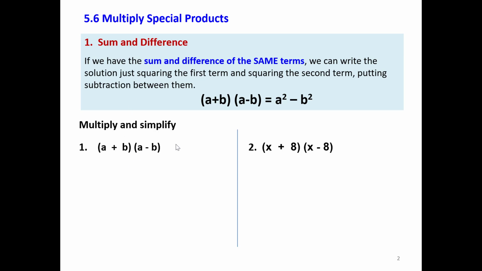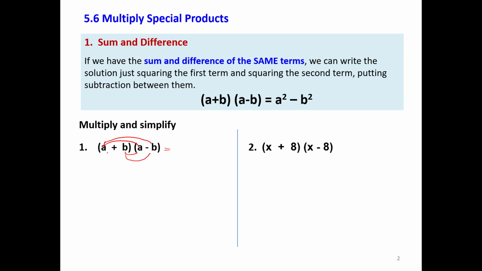Let's first try to multiply terms that have the same terms, but in one we have the sum and in the other we have the difference, like in this case a plus b and a minus b. Then let's multiply in the way we learned, using the FOIL method. We multiply the first terms, the outside terms, the inside terms, and then the last terms.